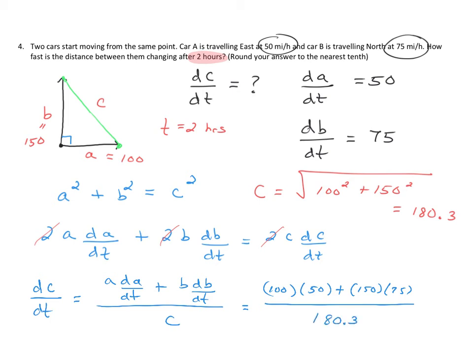If I type all this into my calculator, I'll have my final answer. So let me do that now. Again, that was 100 times 50 plus 150 times 75, all divided by 180.3. Roughly, the answer is 90.1. And 90.1 what? Miles per hour. So I'll put miles per hour. This thing here is the final answer.